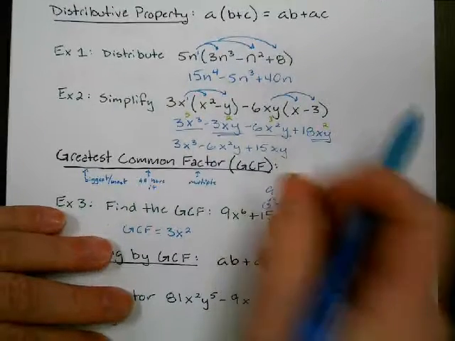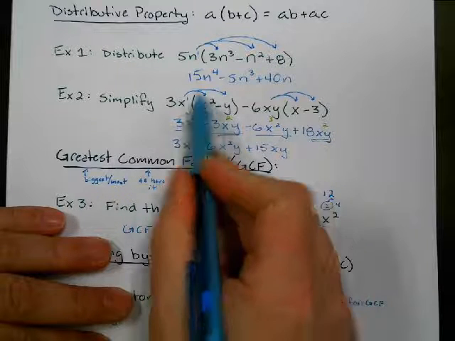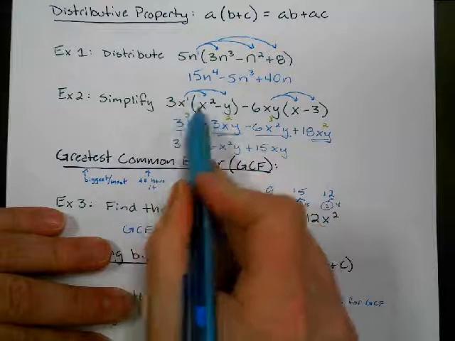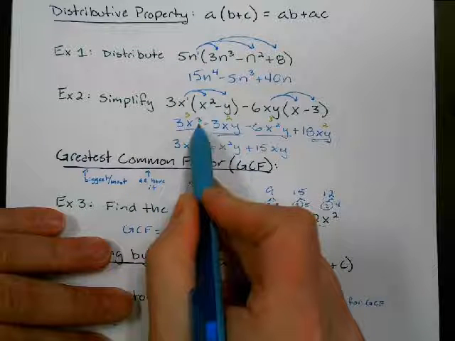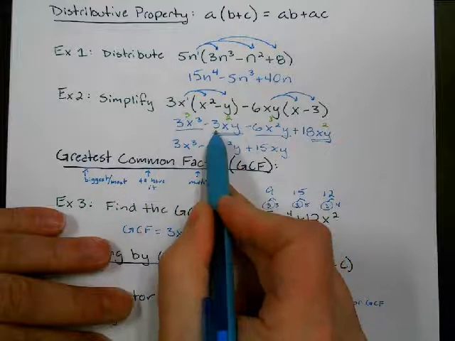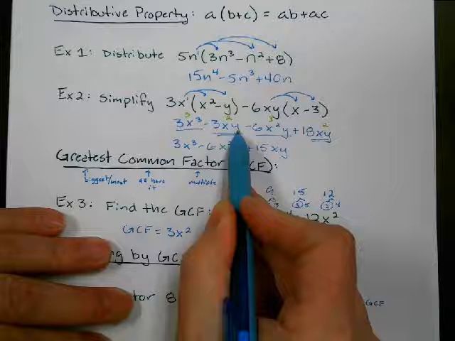Okay, next one. This one has two places to distribute. So I'm going to start over here. 3 times 1, we get 3. And then x to the 1 plus 2, because we add the exponents, we get x to the third. 3 times negative 1 is negative 3. And then x times y is just xy.